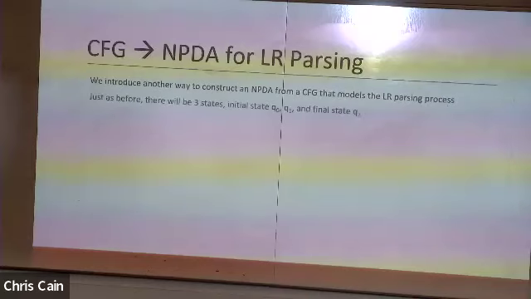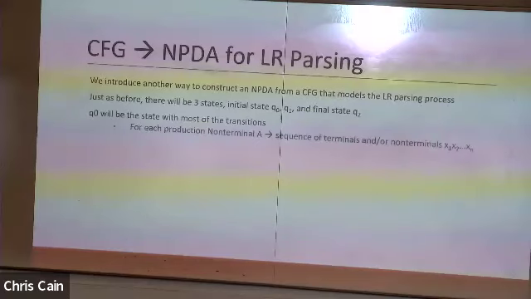So same three states as before, Q0, Q1, and Q2. We are used to Q1 being the state that has all of the work being done in it. In an LR parsing NPDA, Q0 has all of the work being done in it. So Q0, the state with the most transitions. We need to add all of the following productions to Q0.